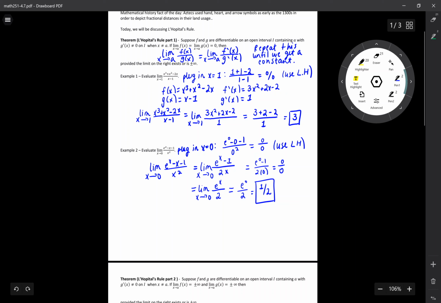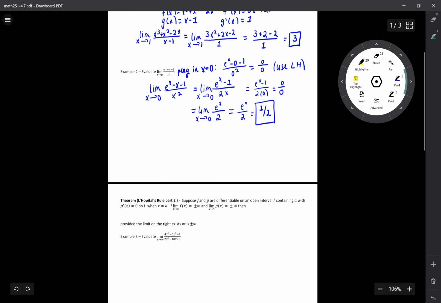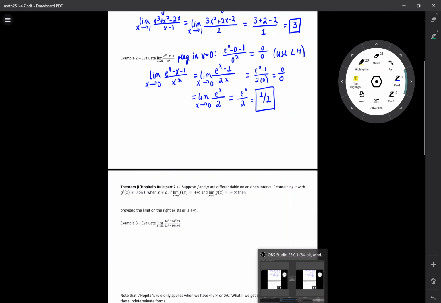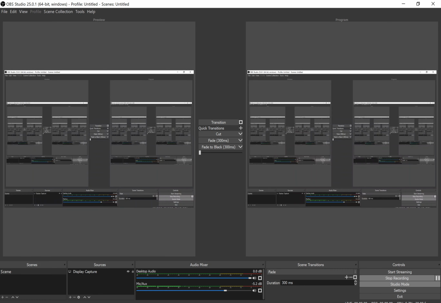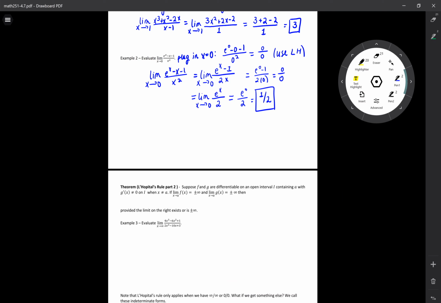All right, so that was if the top and the bottom are both equal to 0 when I plug in my point. But we also have some other rules for L'Hopital's rule where the top and the bottom will equal positive or negative infinity. They don't have to be the same kind of infinity, but if the top and the bottom are both equal to infinity, then I can use L'Hopital's rule also.